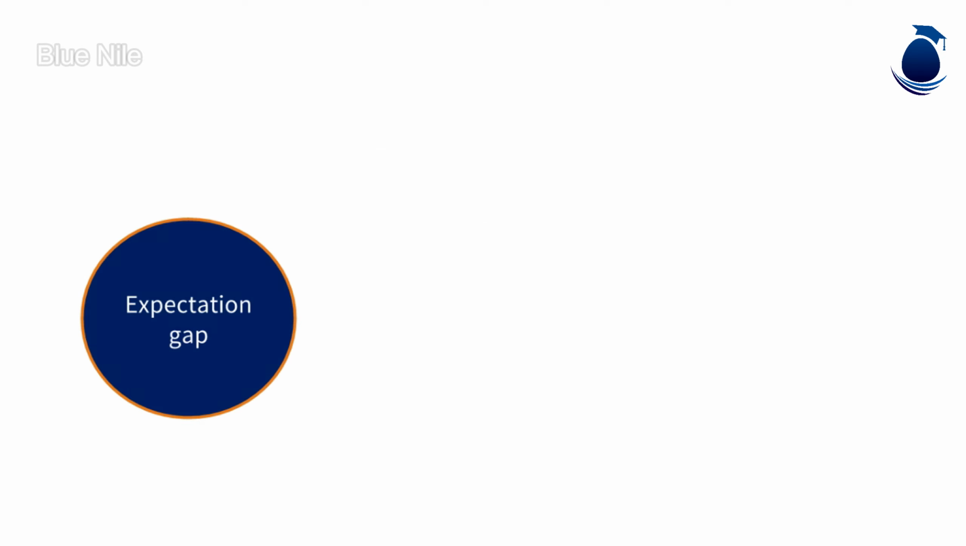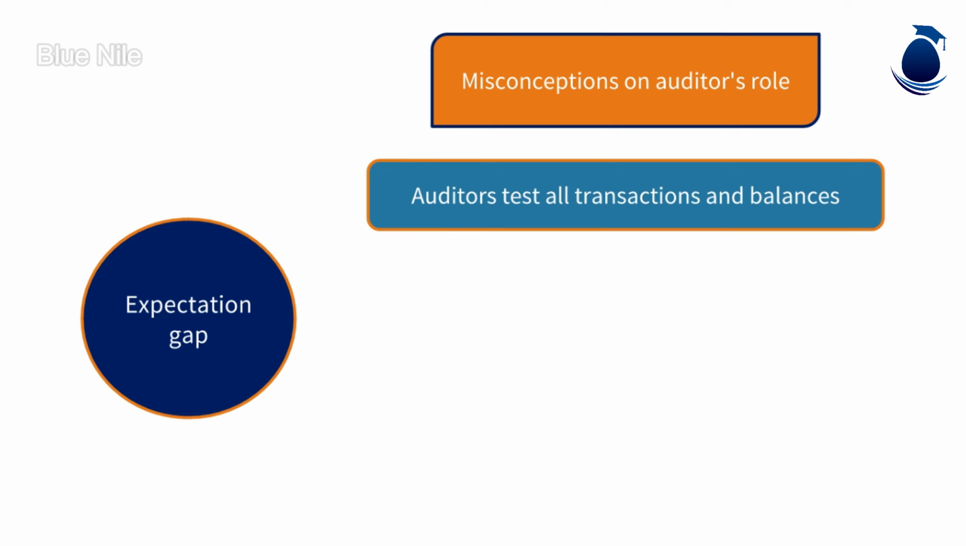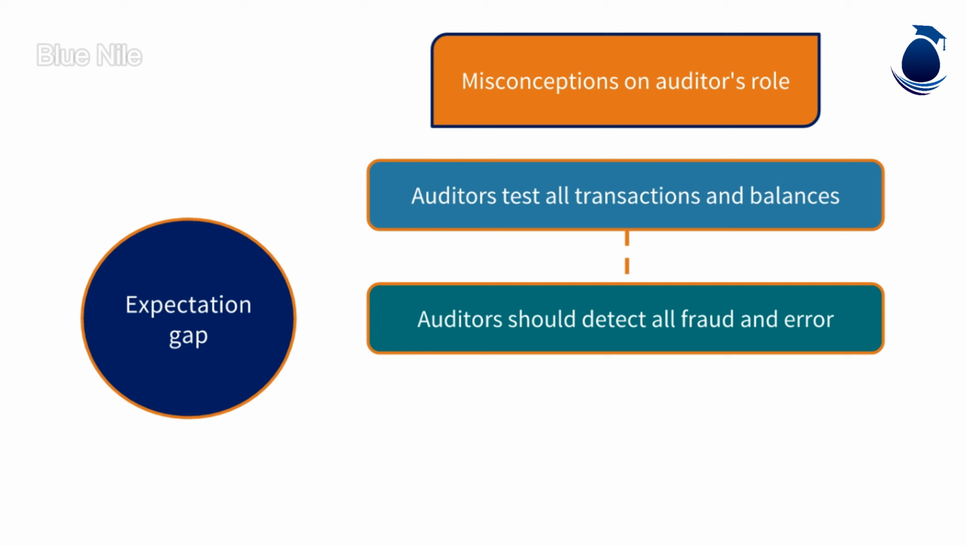There is a misconception of the role of an external auditor. Many users of the financial statements believe the auditors test all transactions and balances. In fact, they test transactions on a sample basis. They believe the auditors should detect all fraud and error, when in fact it is the auditor's responsibility to report on whether the financial statements are free from material misstatements, whether caused by fraud and error.